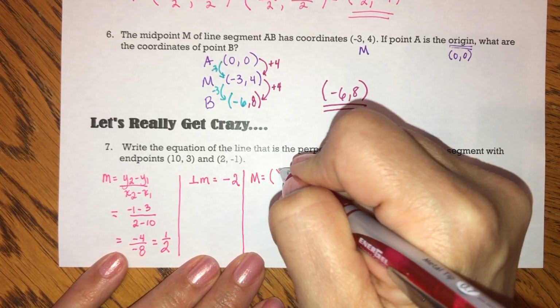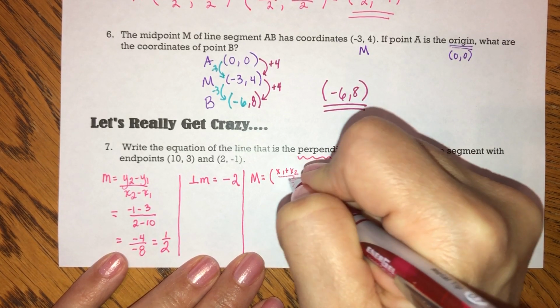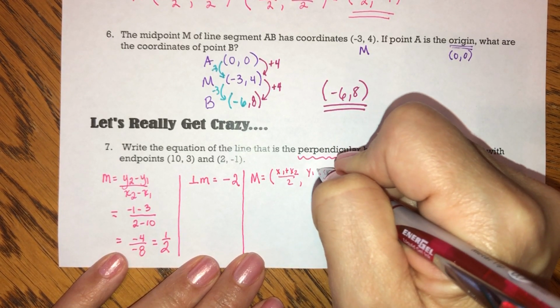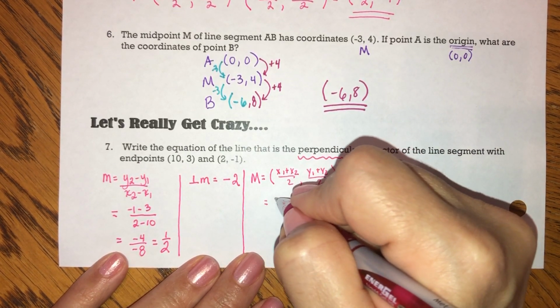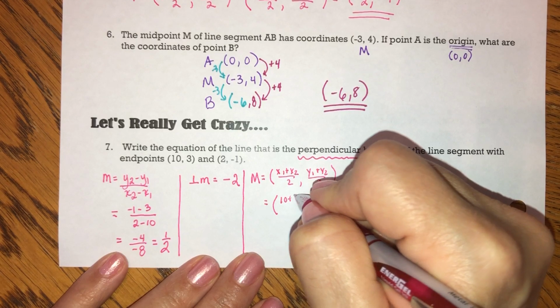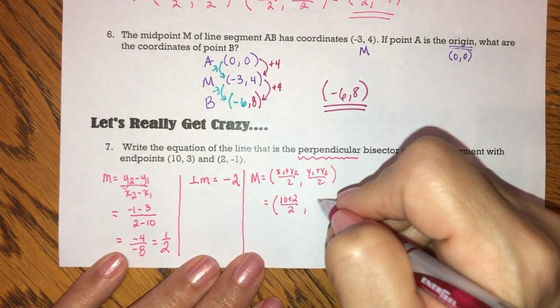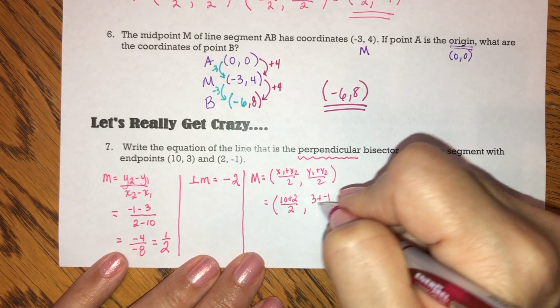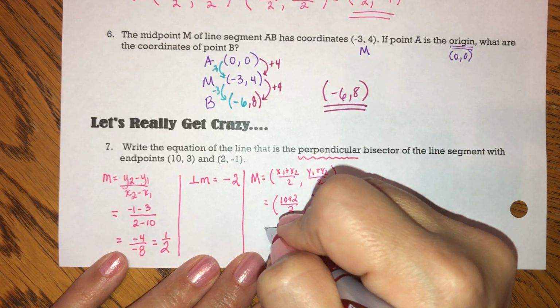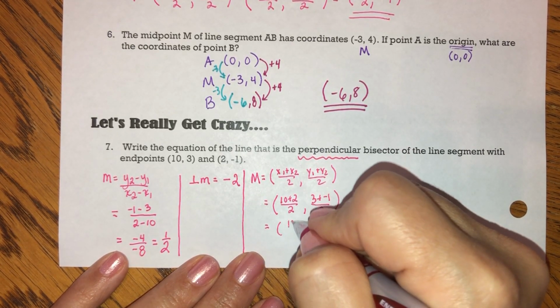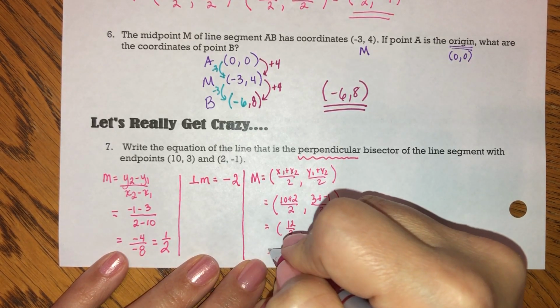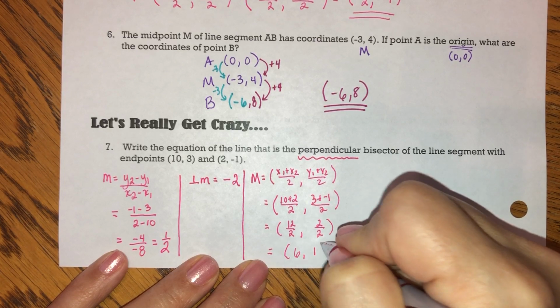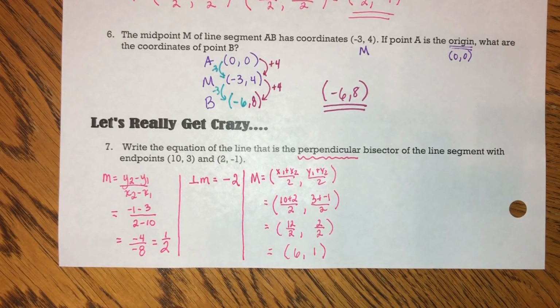Midpoint, x1 plus x2 divided by 2, comma, y1 plus y2 divided by 2. I'm going to go ahead and plug in here. So I have 10 plus 2 divided by 2. And my y value, so I have 3 plus -1 divided by 2. That means I end up with 12 divided by 2 and 2 divided by 2 for a midpoint value of 6, 1. So far I've found myself the midpoint and I know what my slope has to be.